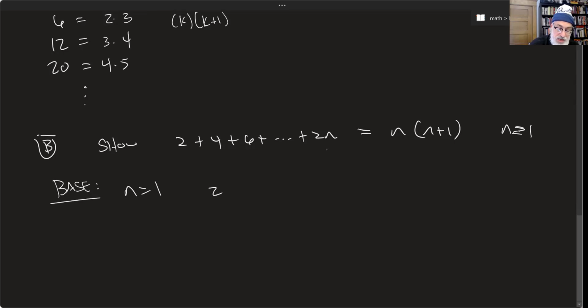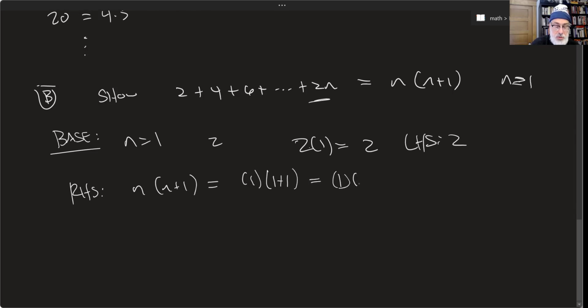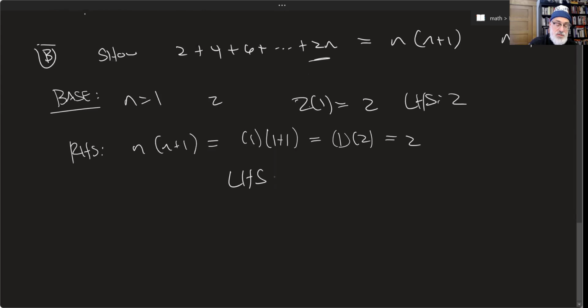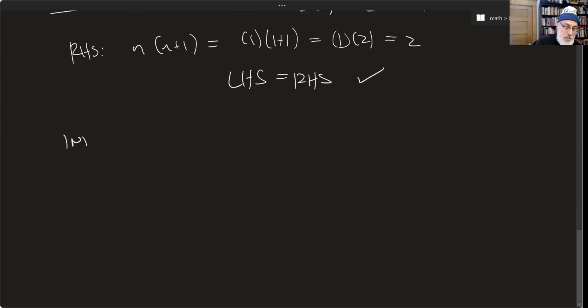We could also think of it as being this handy little formula, which is 2 times 1, which is 2. Now, that's the left-hand side. So the left-hand side is 2. And the right-hand side is n times n plus 1, which is 1 times 1 plus 1, which is 1 times 2, which is 2. So indeed, the left-hand side and right-hand side are the same. So the base case holds. So far, so good. So let's do the inductive step.